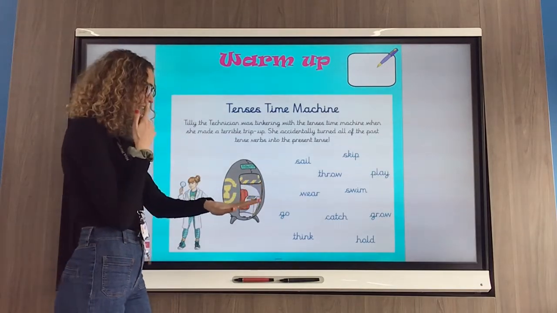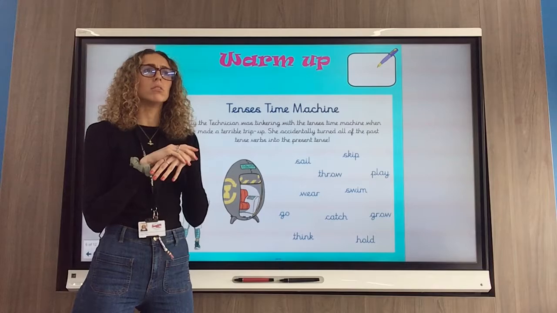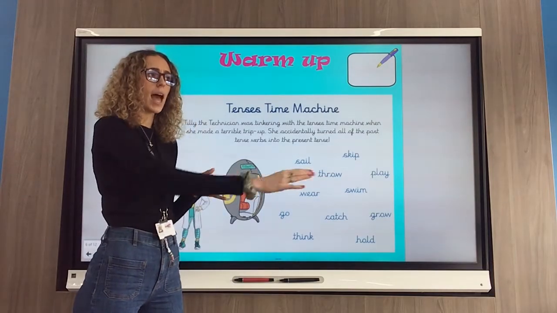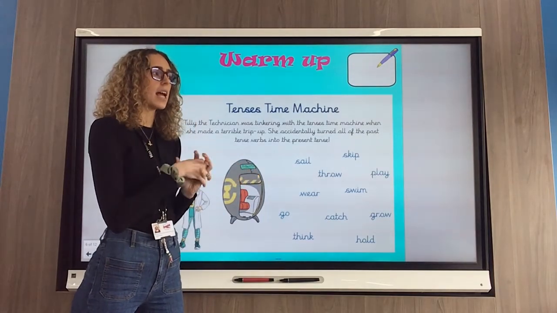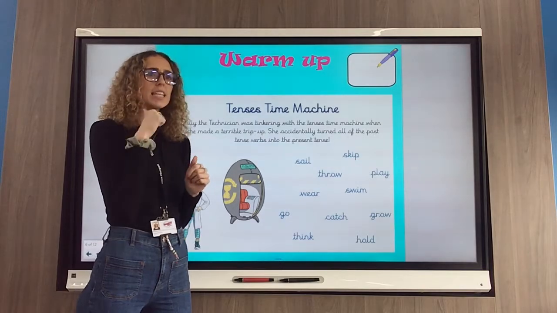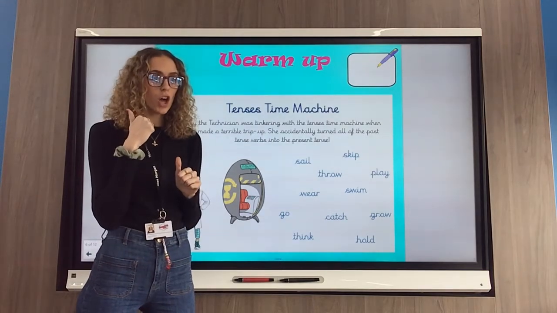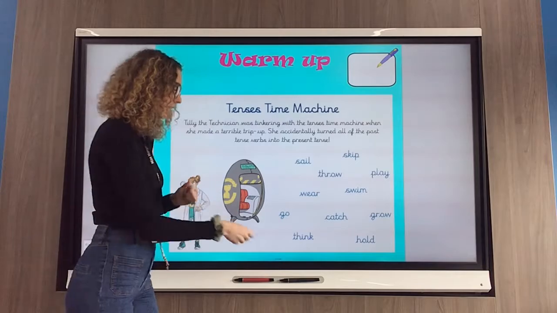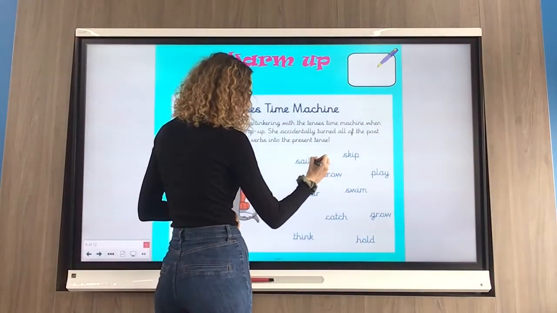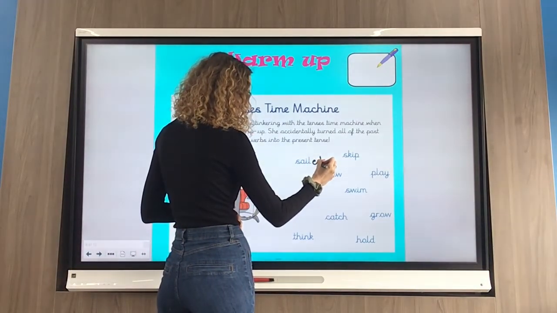So have a think now. Oh, sail. You sail a boat. Okay, sailing is present tense as well. But if I've already sailed, sailed is my past tense verb. So I know with sail, I just have to add ed on the end.